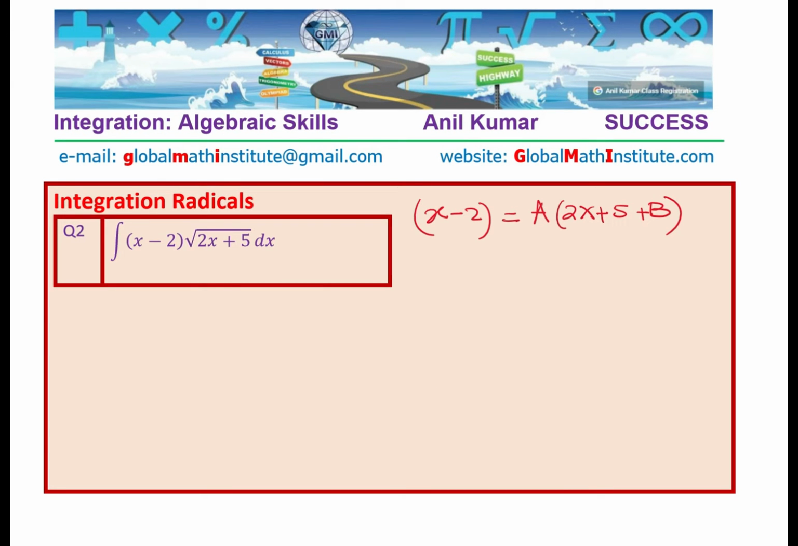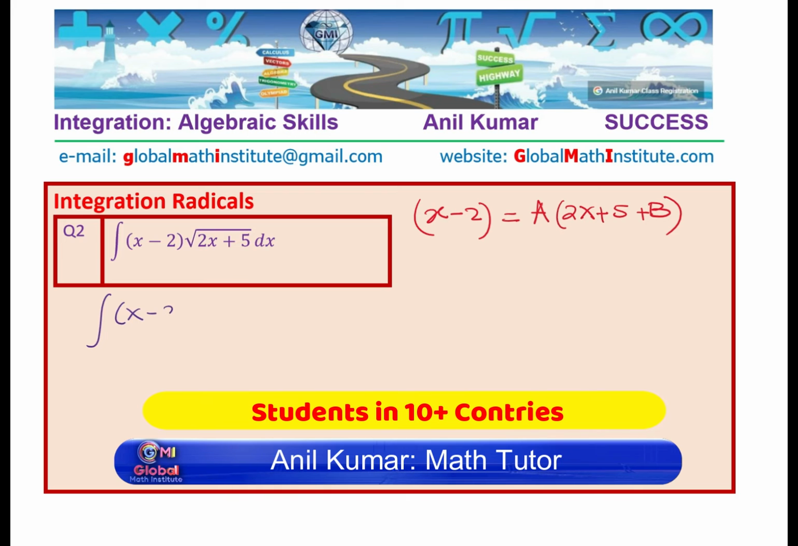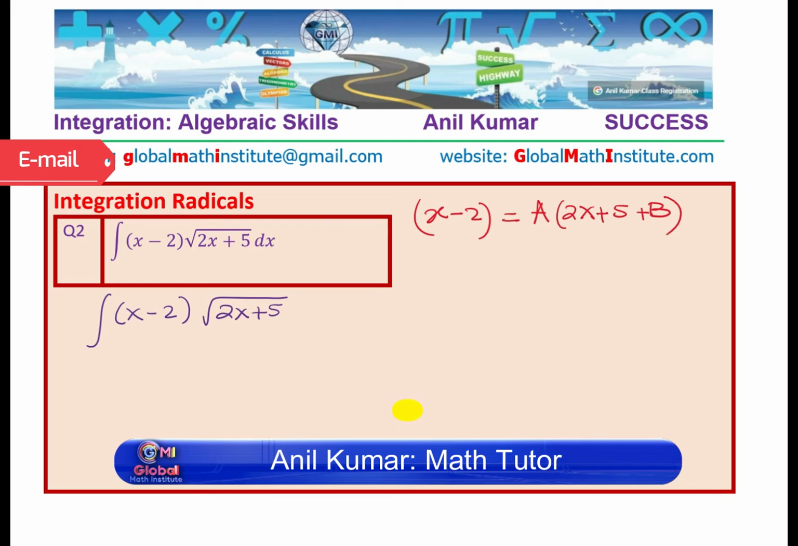I hope you have understood how do we do it. Let me again show you. We need to find integral of x minus 2, and this time in the square root we have 2x plus 5, right? It is not that simple.